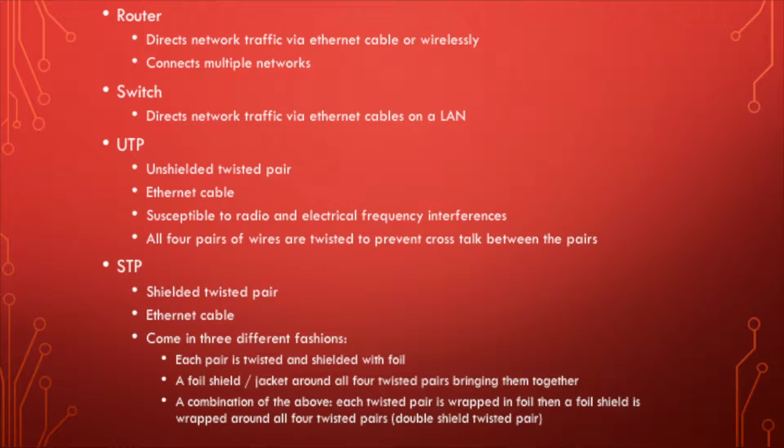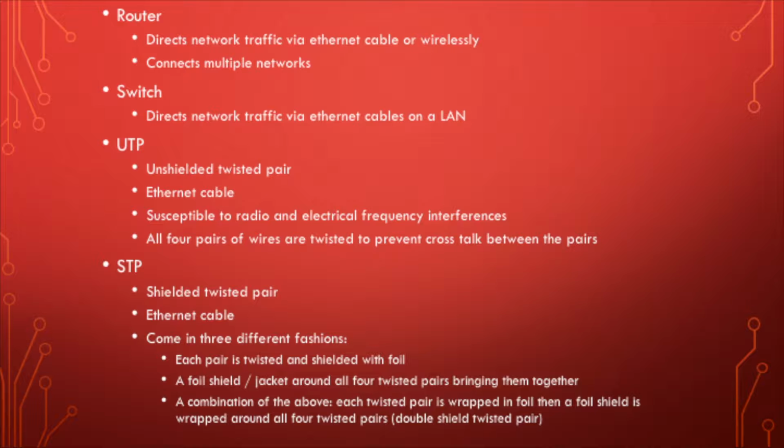UTP is an unshielded twisted pair Ethernet cable. UTP cables are more susceptible to radio and electrical frequency interferences. There are 8 wires in there, so there are 4 twisted pairs, and they are twisted to prevent crosstalk between each of the pairs.